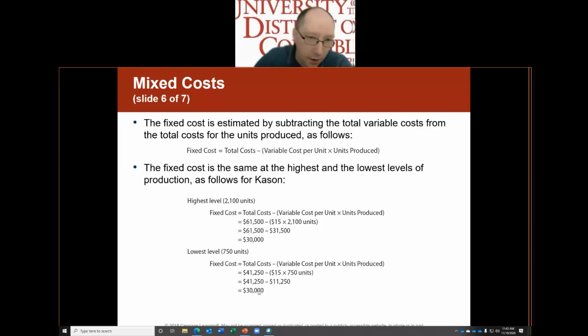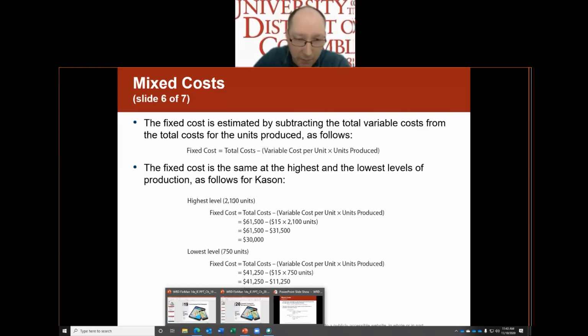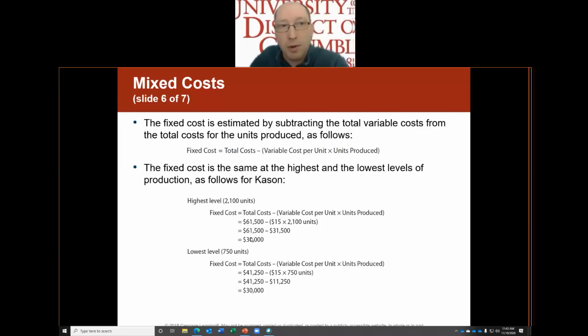Wait a second. Oh, how interesting. It is the same amount as the high level. So this is how you find fixed costs, because as we said earlier, fixed cost does not change regardless of the level of output. So in order to find what our true fixed cost is, we perform this at both the high and the low. And once we realize that the two are the same, that's when we know that's our true fixed cost.